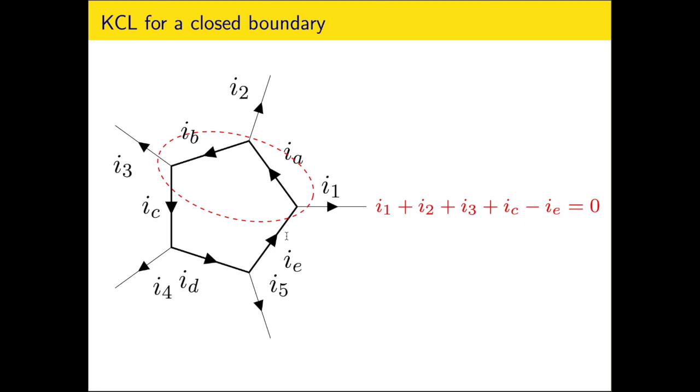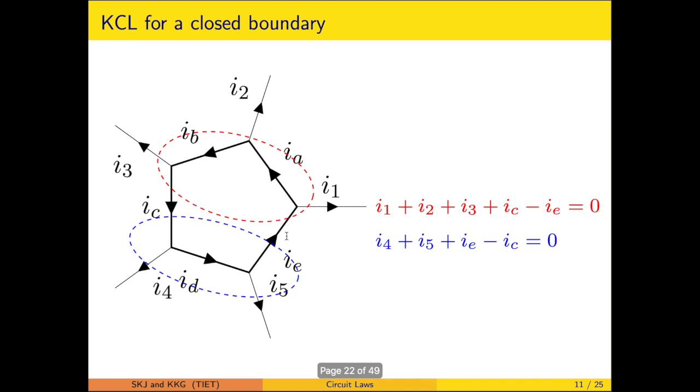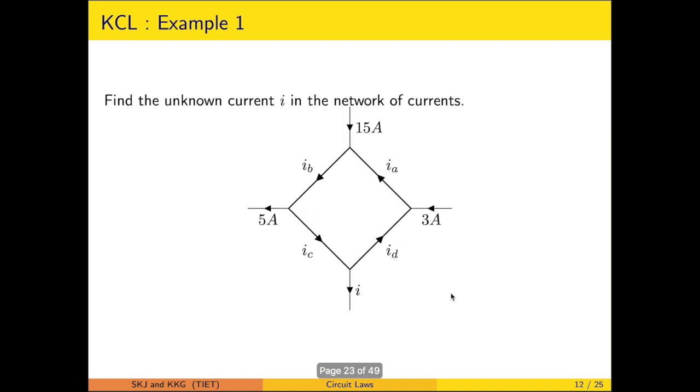On a similar line, let's take another boundary. This is a boundary which we considered. In this, I5 is an outward current, I4 is an outward current, IC is an inward current, and IE is an outward current. So the equation has to be I4 plus I5 plus IE minus IC is equal to 0. So it is equally applicable to the junctions or to the closed boundary.